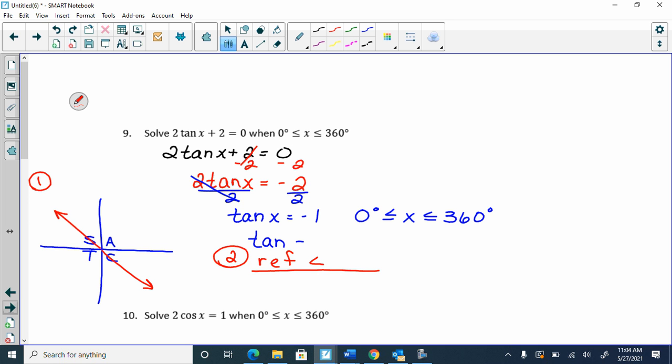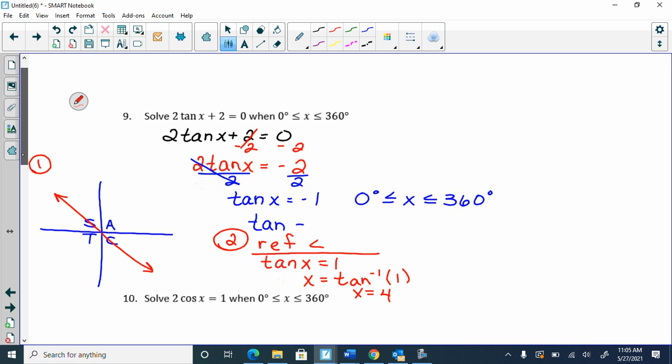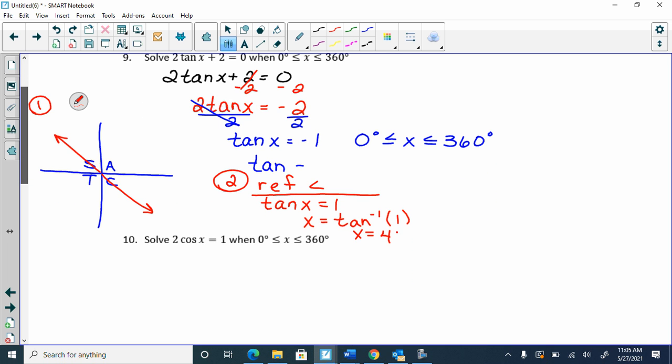So we are going to go tan x equals 1, because we always use the positive. And we do x equals tan neg 1 of 1. And what do you get for your reference angle? 45. Anyways, it's 45. Now we just have 45 in 2 spots.